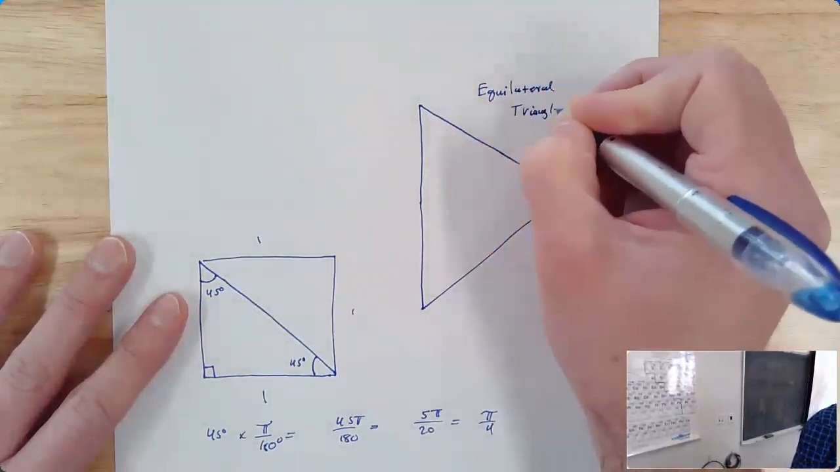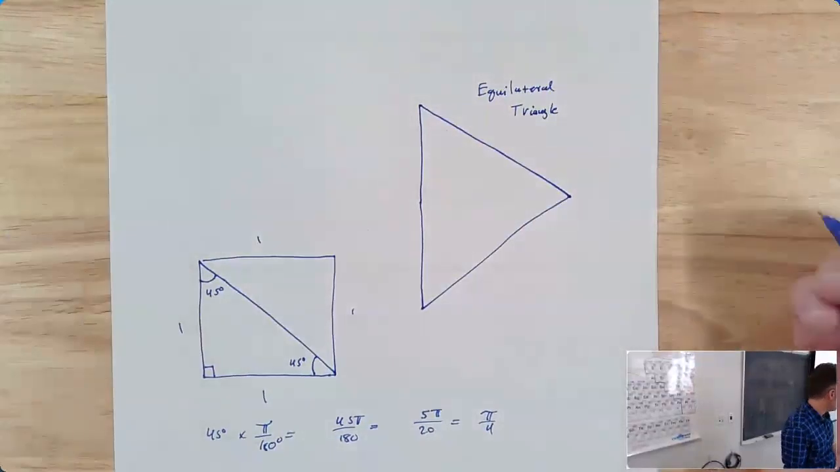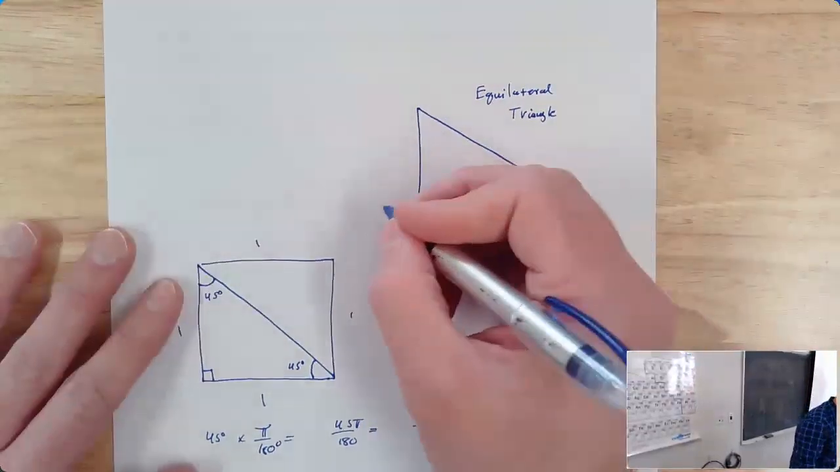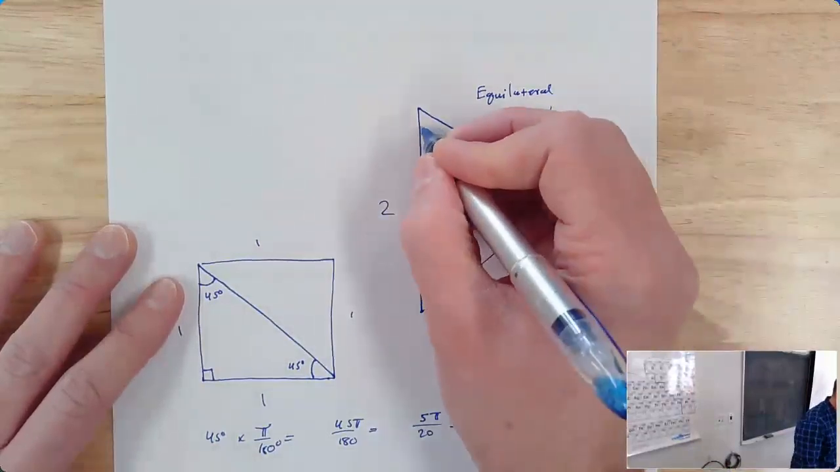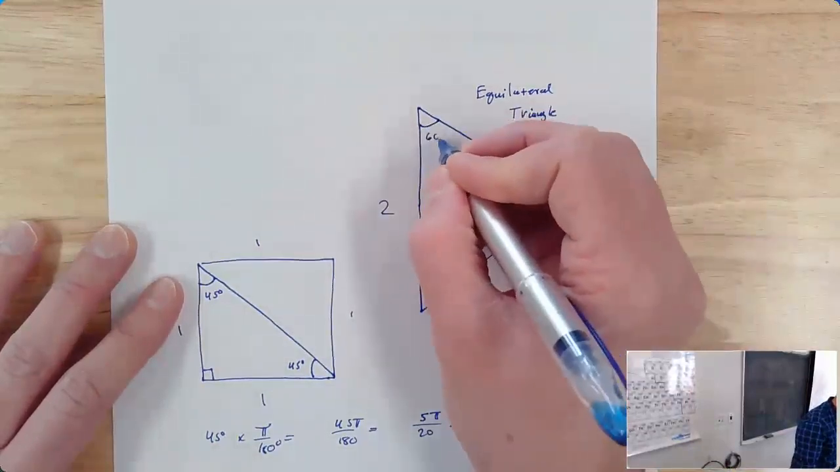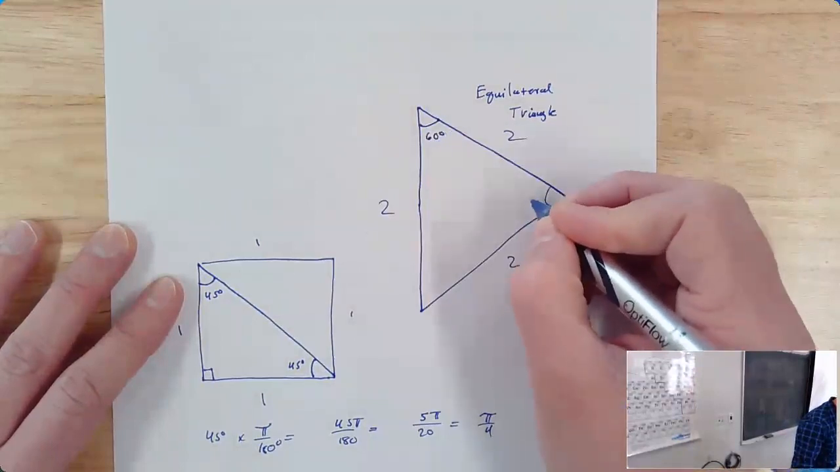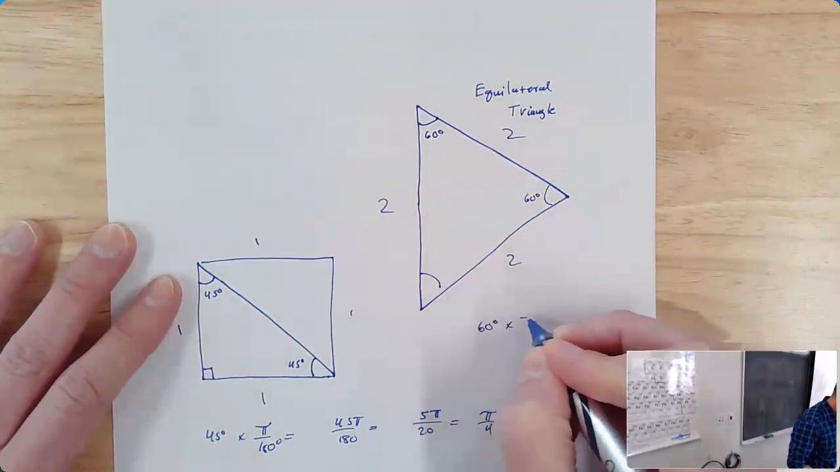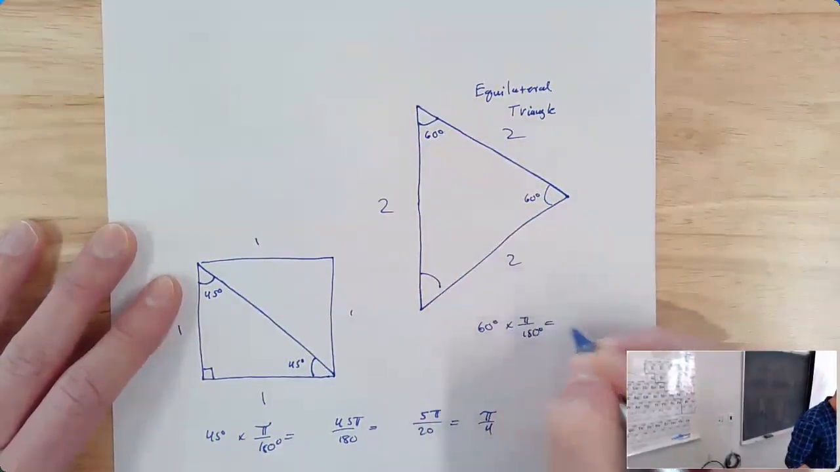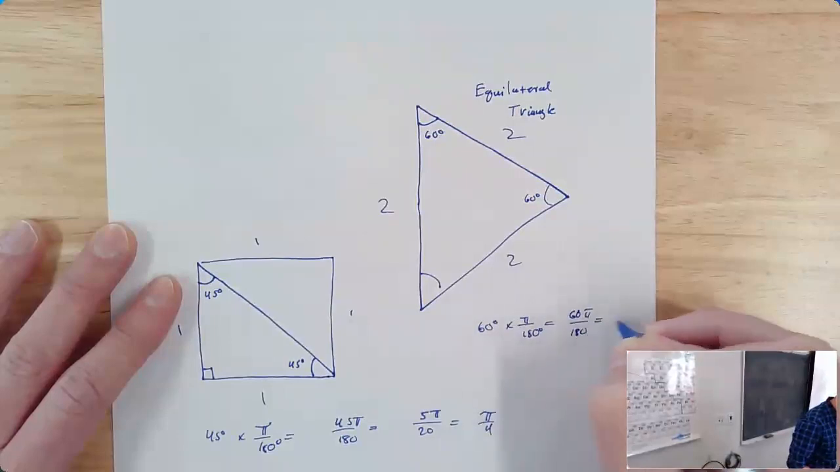In an equilateral triangle, all the sides are the same length. That's what equilateral means. I'm going to call them all 2. And all the angles are the same. They're all going to be 60 degrees. Or 60 degrees times pi over 180 is 60 pi over 180, which is 6 pi over 18, which is pi over 3.